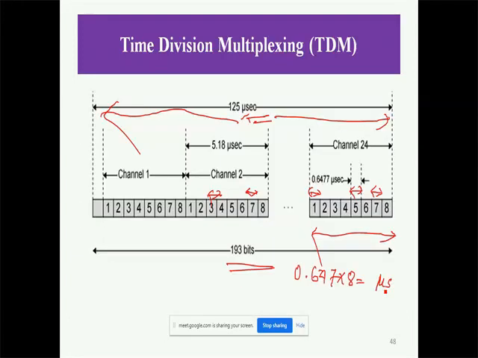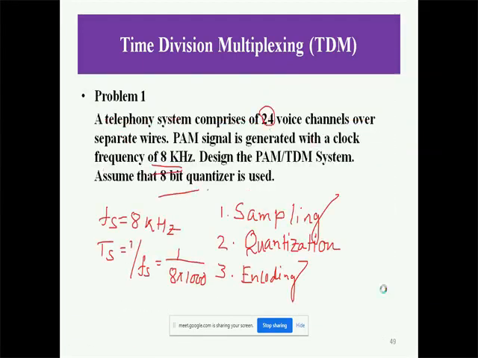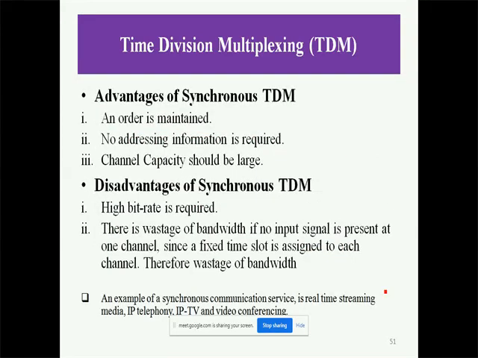And channel capacity should be very large. Why is channel capacity very large? Because no frame is wasted here. Look, no frame is wasted here. Without a symbol, they are also representing a dead space. So we can say no time is wasted, or no time span is wasted.